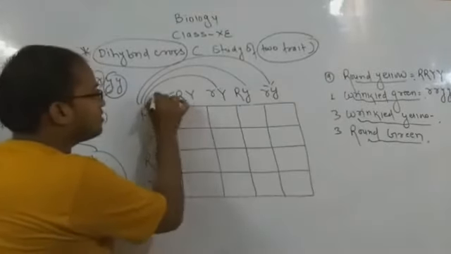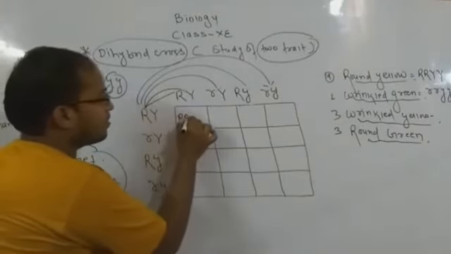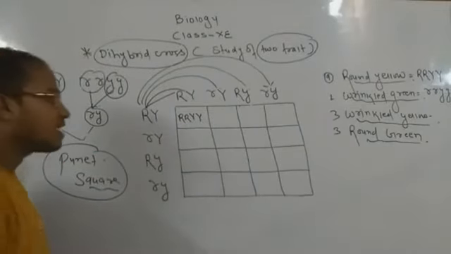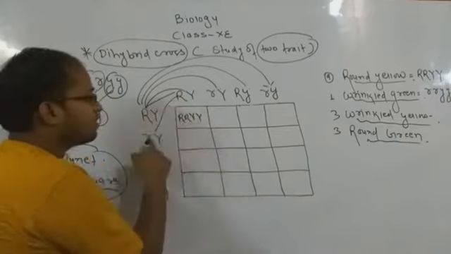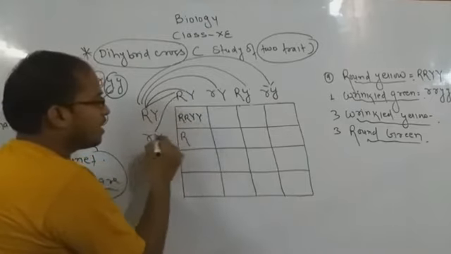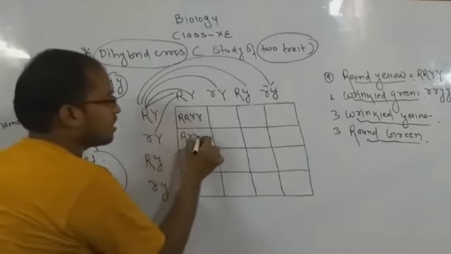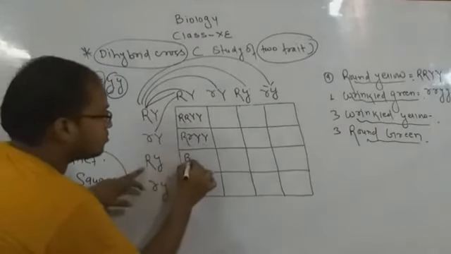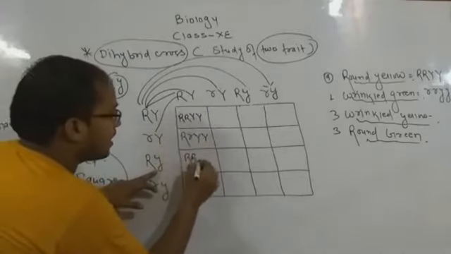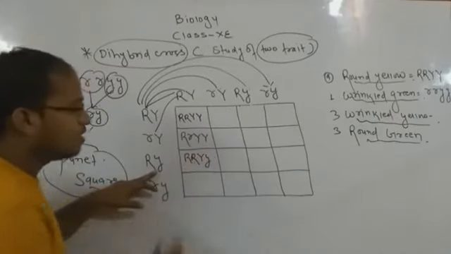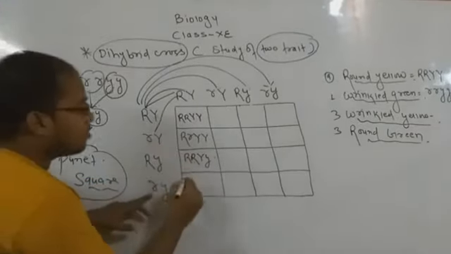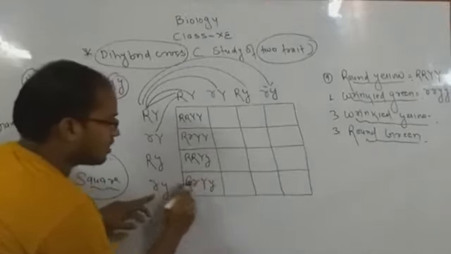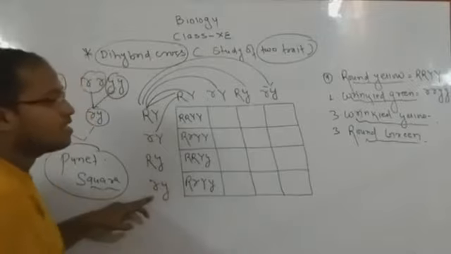So when they cross between capital R, capital Y, the result is also capital R and capital Y. Second, when they cross, it means one capital R and one small r, and capital Y, and second is also capital Y. And this is also capital R, capital Y, and here capital Y, small y. Next, they have done a cross between capital R, capital Y, and capital Y and small y. By crossing this, this is what we got.